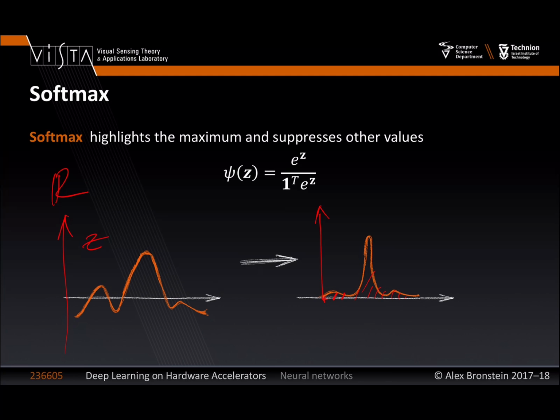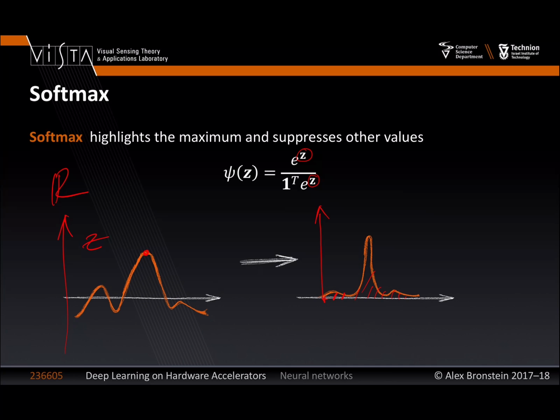So I'm showing this as a continuous function, but of course it is actually a vector of k elements. The maximum value will be highlighted, and the other values will be suppressed. This is the action of the softmax. Of course, the amount of highlight and suppression depends on the scale of this z.